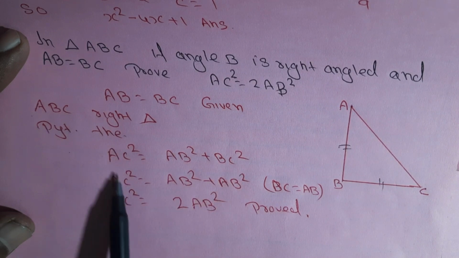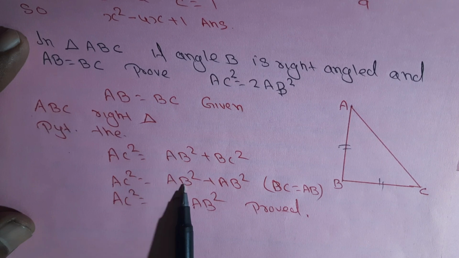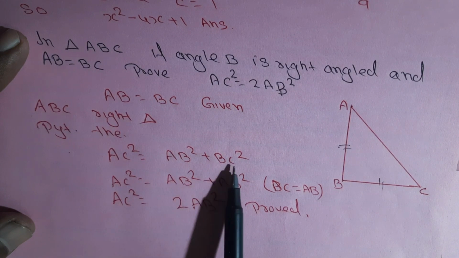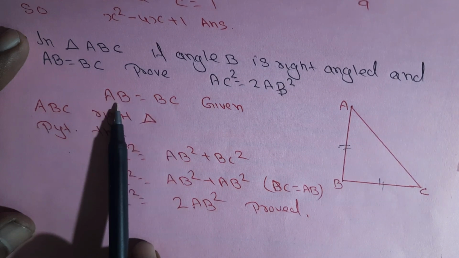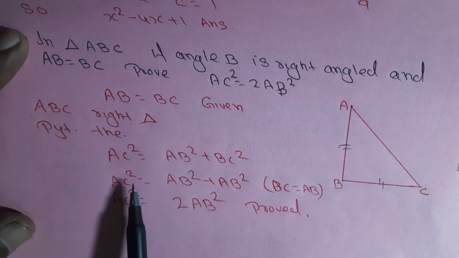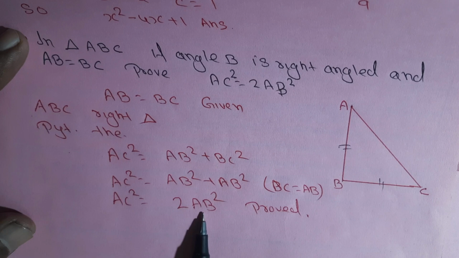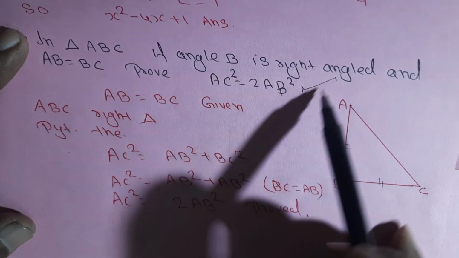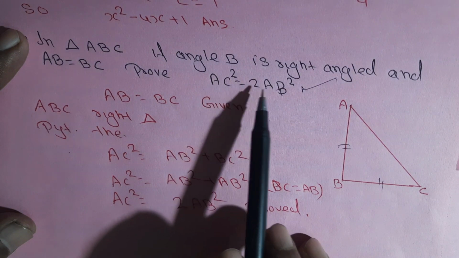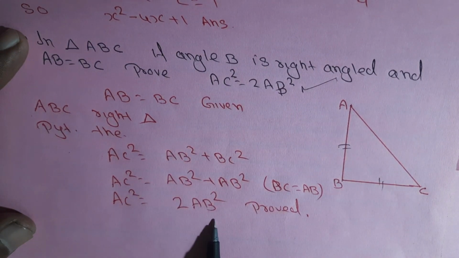So AC square as it is we will write, AB square as it is we will write, but instead of BC we will write AB square, because BC is AB according to the question. Now here AC square is equal to AB square plus AB square, which is 2AB square. It is proved what you have been asked in the question to prove, that AC square is equal to 2AB square.